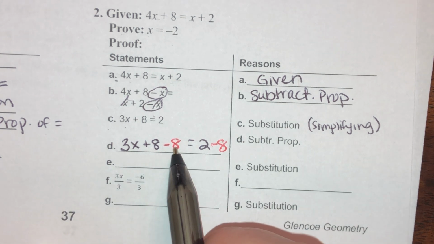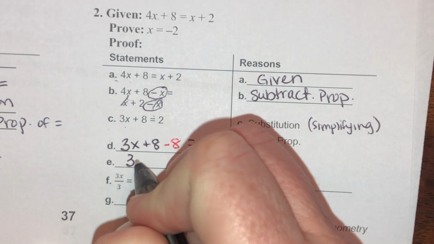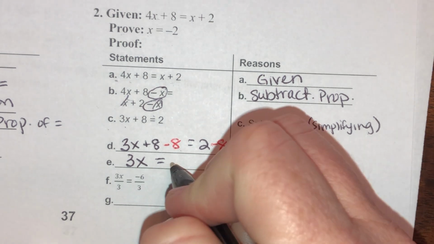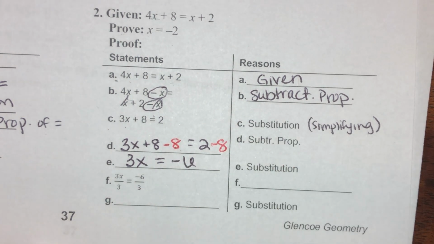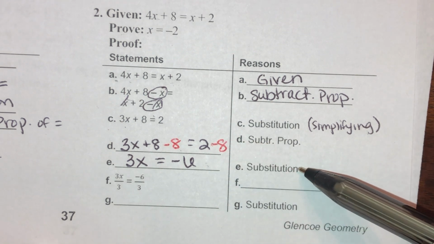So these 8's cancel each other out. 8 minus 8 is 0. So I'm just left with 3x. Bring down my equal sign. 2 minus 8 is -6. And so that act of simplifying from this step to this step is substitution.